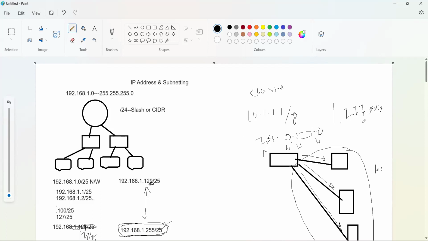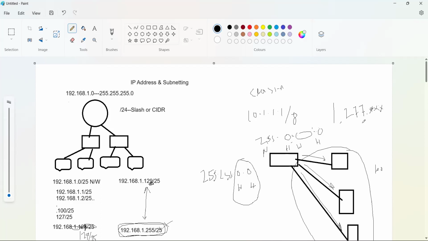If you want the class B range also, there we have 255.255.0.0. Here you have two host portions. This one is a host bit and this one is a host bit. What does that mean? Host bits mean you can assign these values to end users.